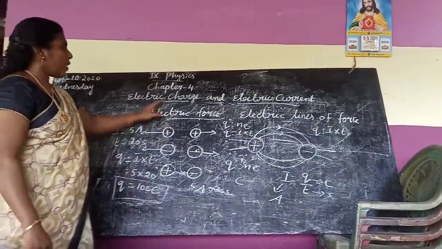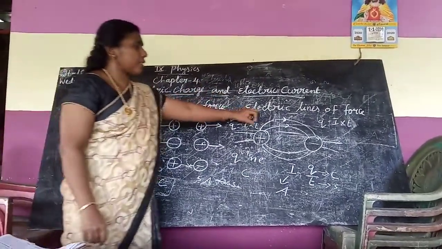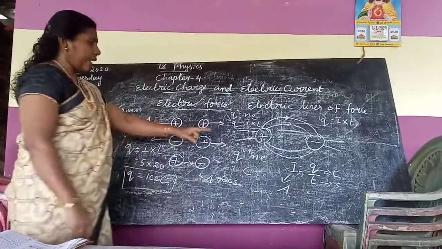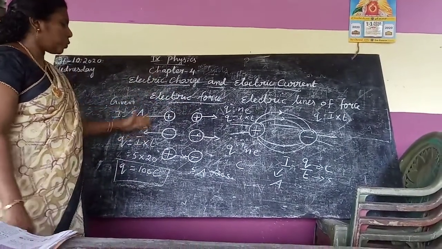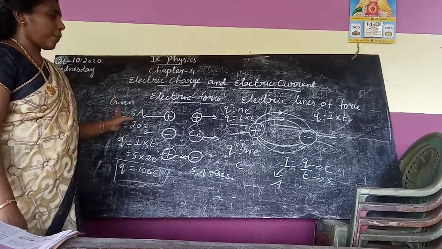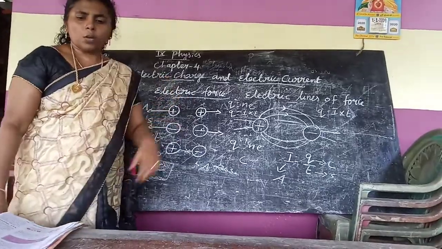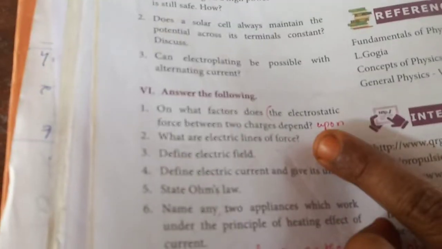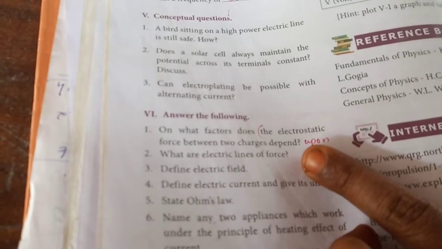Okay. So far we have learned electric charge, electric force, electric lines of force and electric current. These formulas, units and how to use the formulas in a problem, that also you have learned. Just you have to learn the numbers. Now take your book, students. Please start Roman letter 6, answer the following.